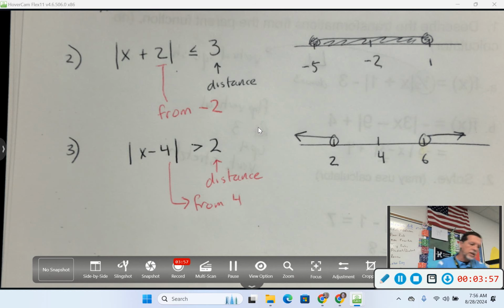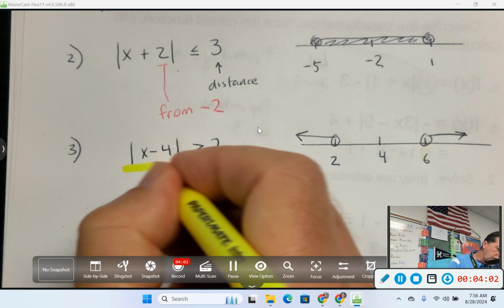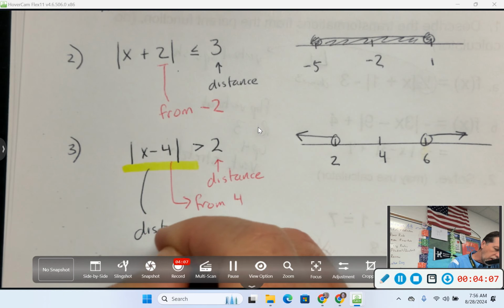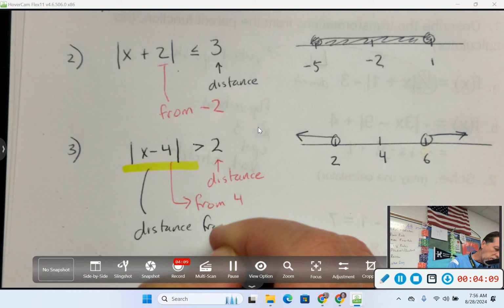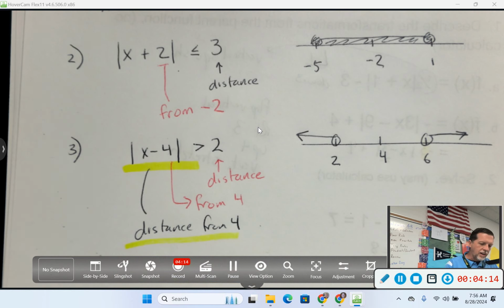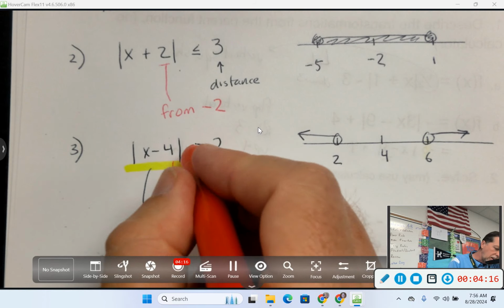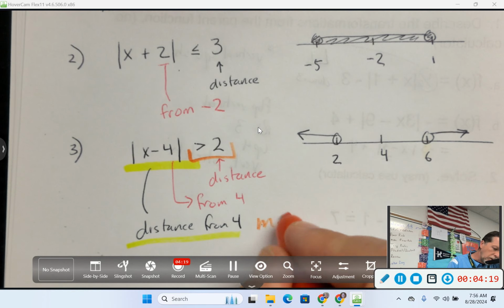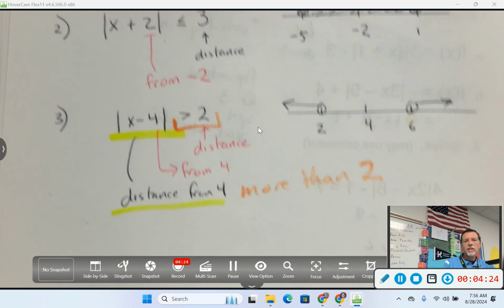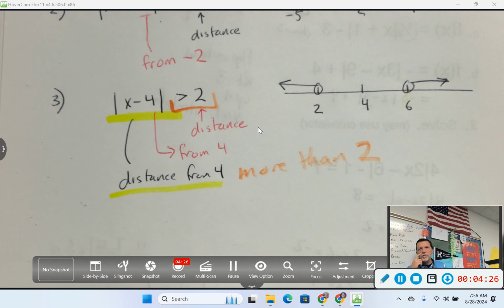Maybe a better way to think of that is this side is the distance from 4, and the other side of the problem says it is more than 2. So the distance from 4 is more than 2. Start at 4, go 2 away, and we want it to be more than 2.